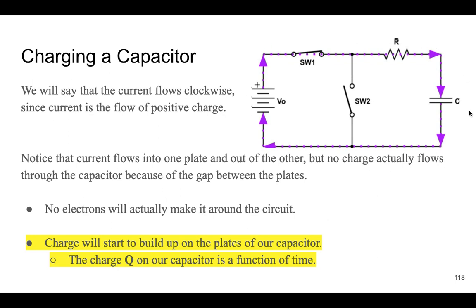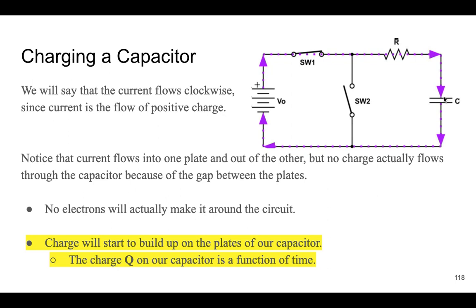But the weird thing is that no charge actually flows through the gap in the capacitor. It could be different things, but let's say it's just air. The electrons flow through the wire, but nothing actually flows through that gap. It just kind of seems like they do. So whatever, that's weird. Anyhow, after we close the switch, charge is going to start to build up on the plates of the capacitor.